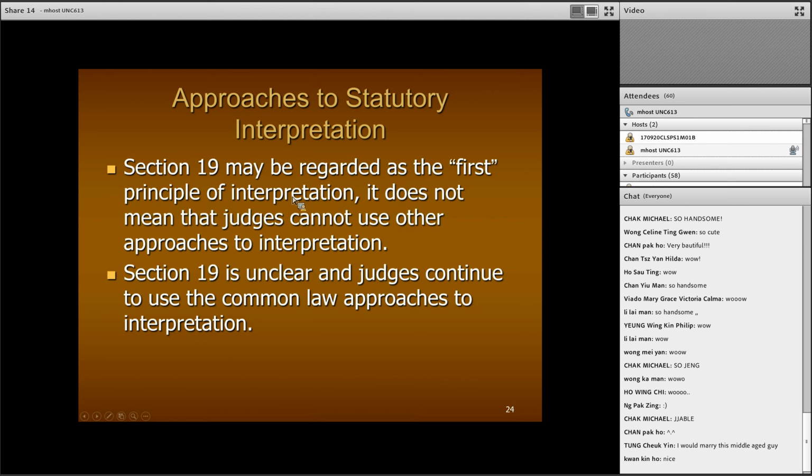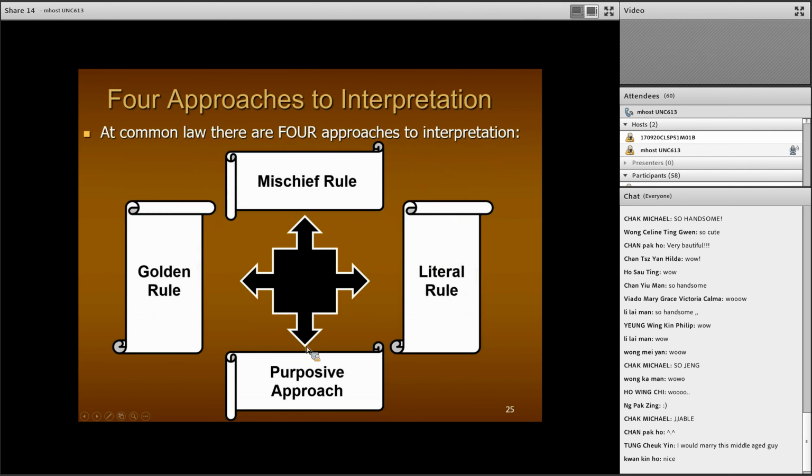For the court, for the judge, usually they will still use the 4 different common law approaches. Altogether, we have 4 different approaches under common law. They are still being used by the judge, despite section 19. It does not mean that judges cannot use other approaches to interpretation. But the meaning of section 19 is quite unclear, and judges continue to use the common law approaches to interpretation. Now we will go through the 4 different approaches. These are the 4 different common law approaches to interpretation.